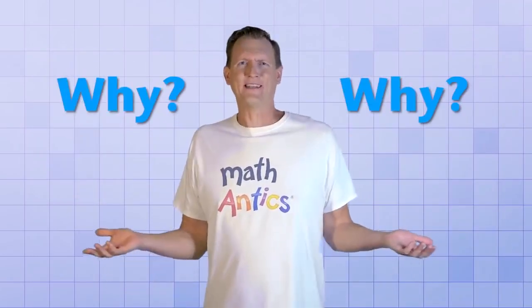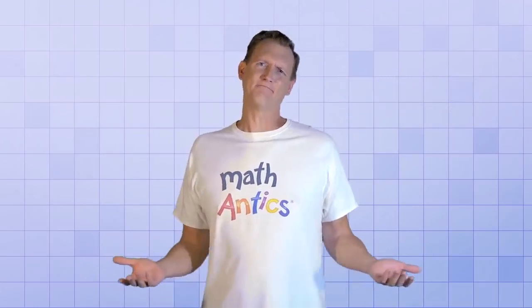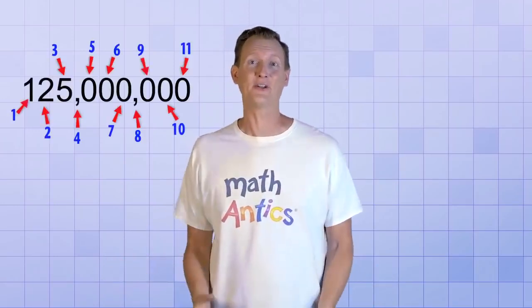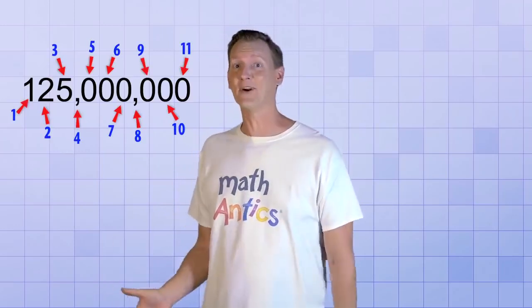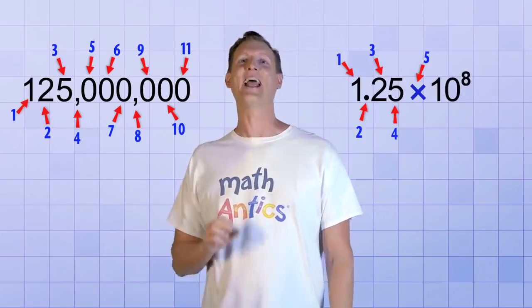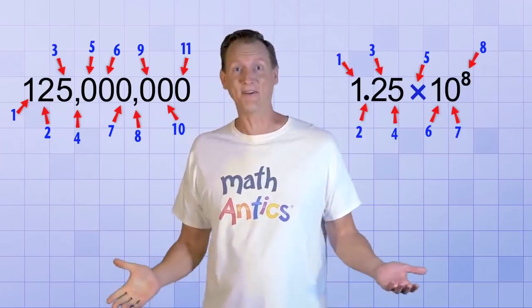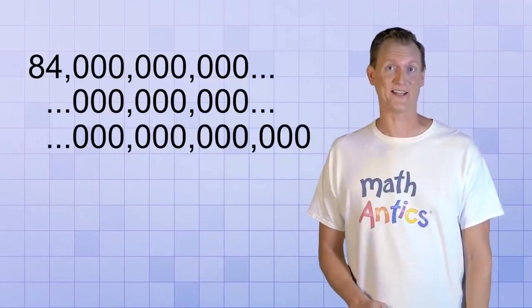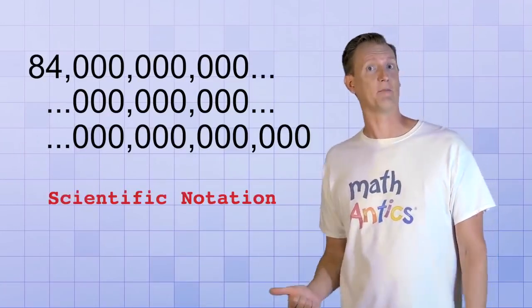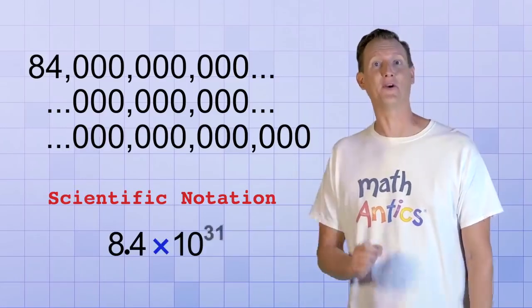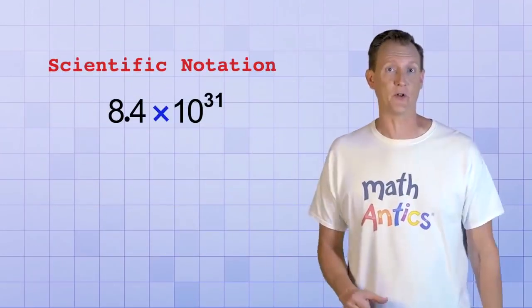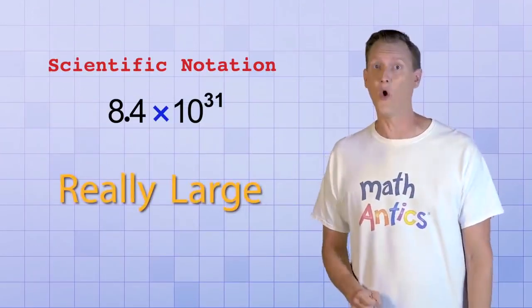But why would we want to do that? I mean, it seems kind of complicated. Well, yeah, but did you see how much writing it saved us? When we wrote out 125 million, we had to write 11 characters, including commas. But when we wrote the same number in scientific notation, we only had to write 8 characters. What? Not convinced that it's worth the savings? Well, how about this number? That's a lot of zeros to write, isn't it? But in scientific notation, this number is just 8.4 times 10 to the 31st power. That's much better. So scientific notation is very useful when it comes to writing down really large numbers, or really small ones.